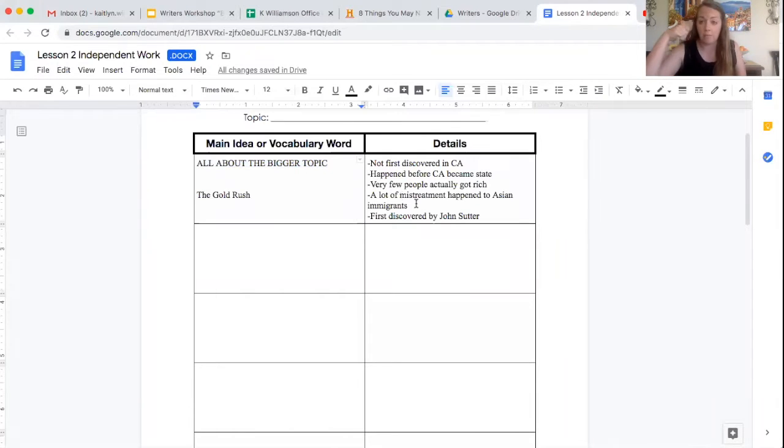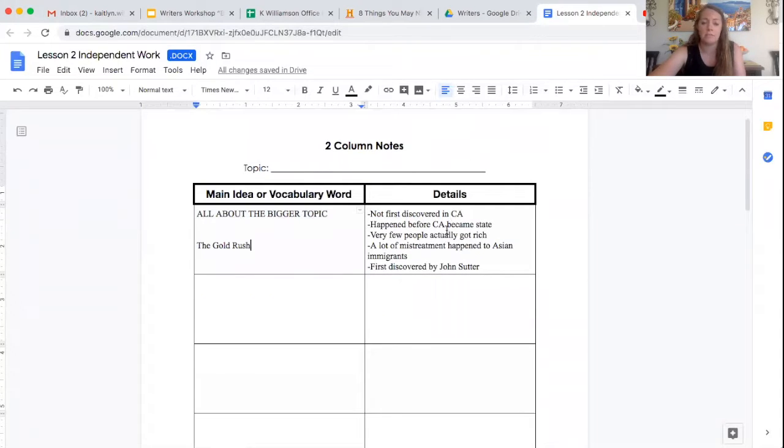Some things I remembered from my own studies, research, and projects from when I was in 4th grade were that gold was not first discovered in California, and this happened before California became a state. Very few people actually got rich during the gold rush. A lot of mistreatment happened to Asian immigrants, and gold was first discovered by John Sutter. You'll see how this chart has the main idea or vocabulary word on the left side and some details on the right. I just put some quick things in a bullet points style.